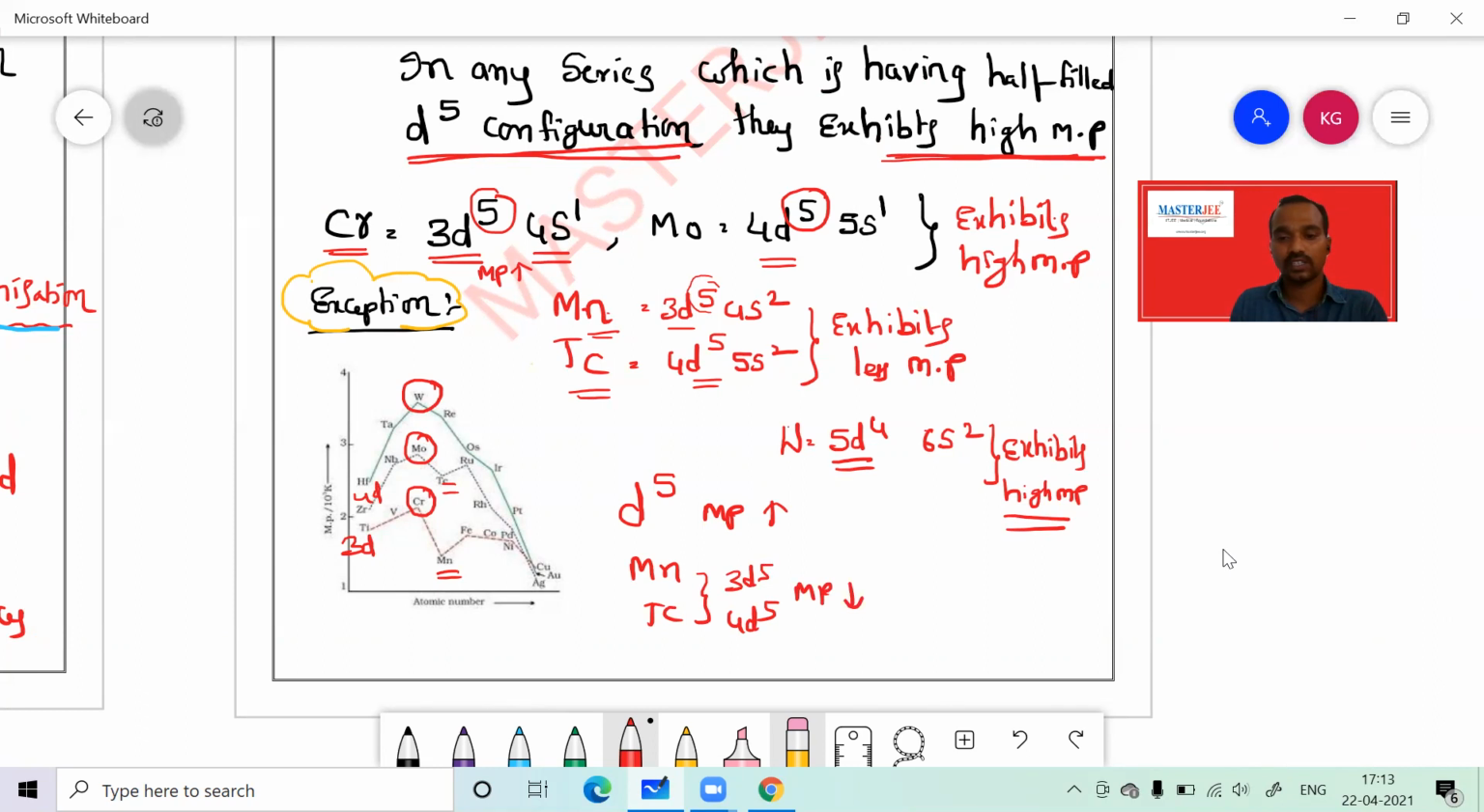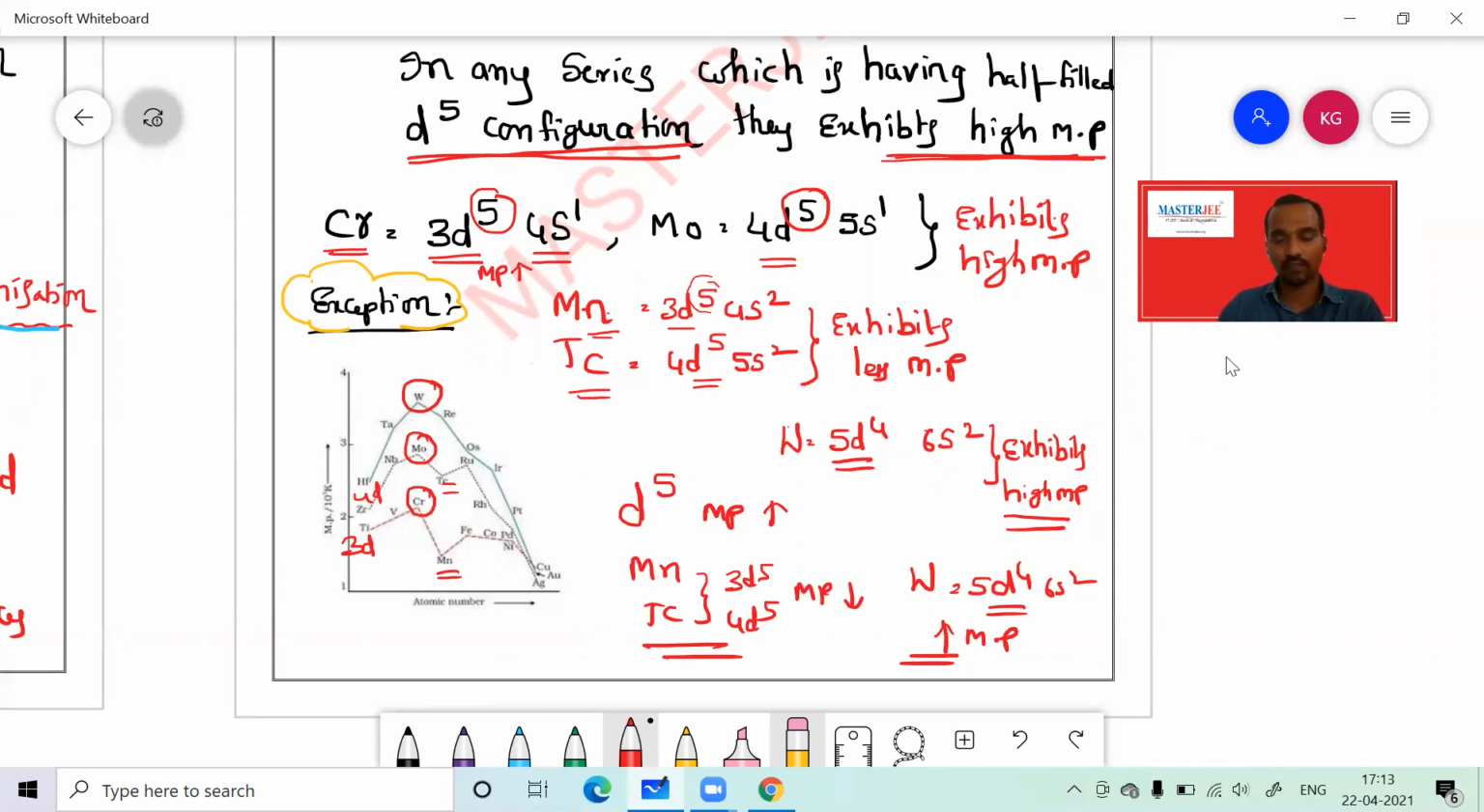Another exception case is tungsten. It does not have any D5 configuration, only 5D4 6s2, but it exhibits the highest melting point. So these exception cases we have to remember properly. This is very, very important.